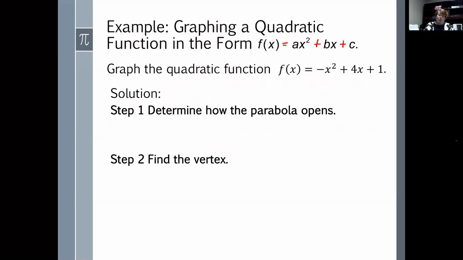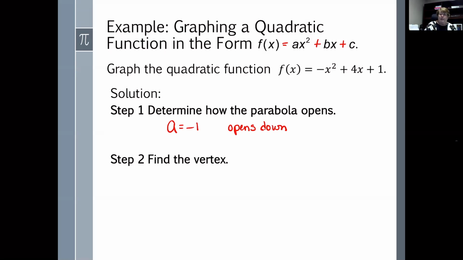All right, does the parabola open up or down? Well, the coefficient on the x squared is -1. So this thing opens down. Now, to find the vertex. Well, I can't just look at this and determine the vertex. I'm going to have to use the formula. It's not in standard form, so I can't just determine what h and k are.